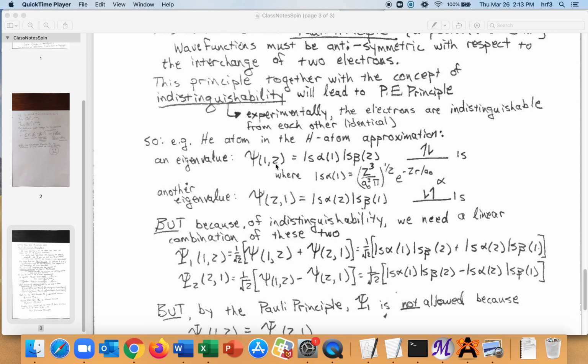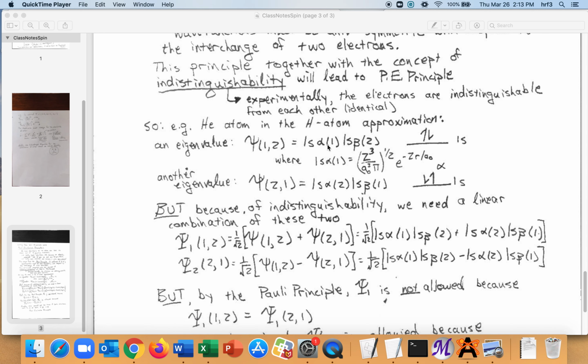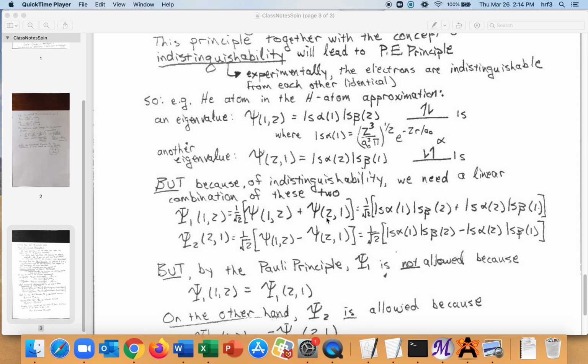But because of indistinguishability, these two wave functions, even though they are solutions to the Schrodinger equation, aren't enough. We need a linear combination of these two, because we can't say that electron 1 is spin up and electron 2 is spin down or vice versa. They have to be the same. They have to be indistinguishable. So we can take a linear combination of these two, and we can either add them together or subtract them from each other. And this 1 over square root 2 is just to keep things normalized.